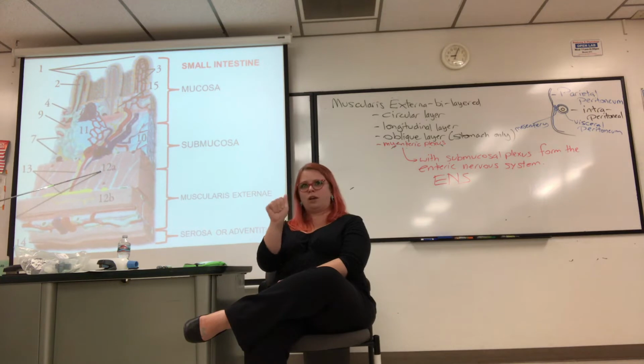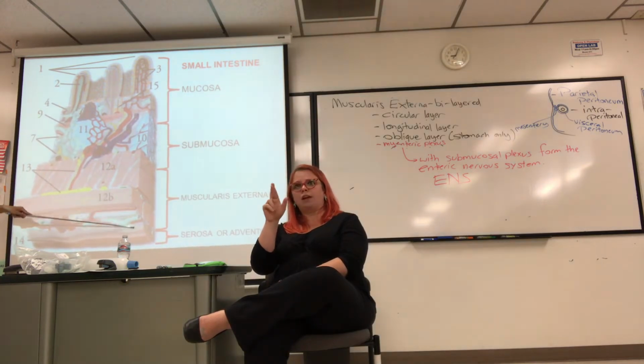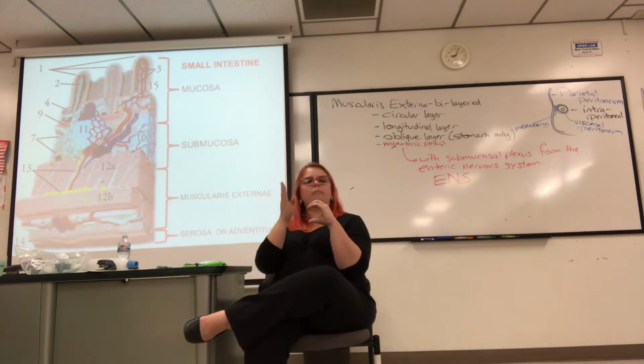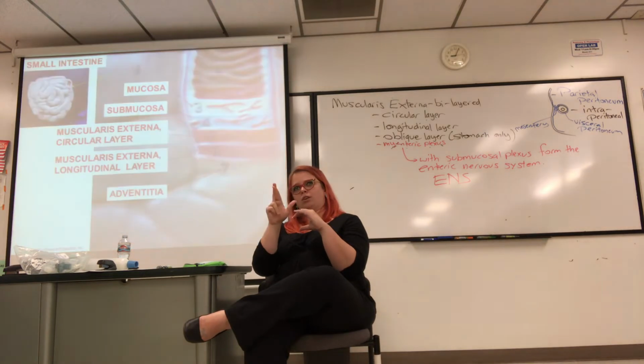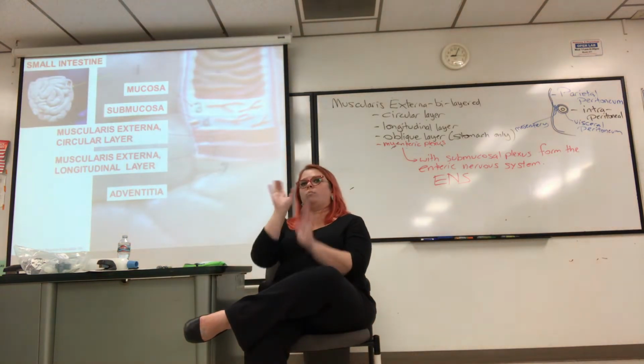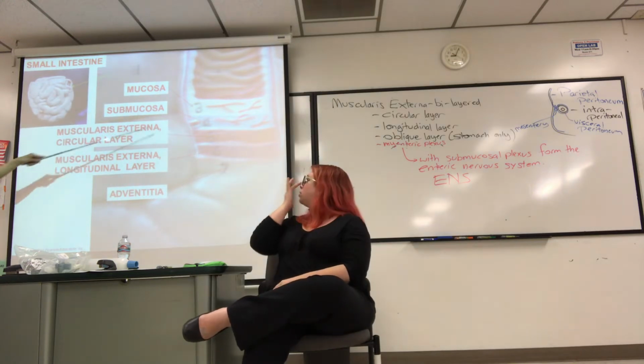12A is the intercircular layer. 12B is the longitudinal layer. So the serosa or adventitia down there. So that's a good model to study. It's got all the layers. We have other pictures. I took a picture of this one. It's a little blurry there, but they cut out an intestinal wall and they got the layers.